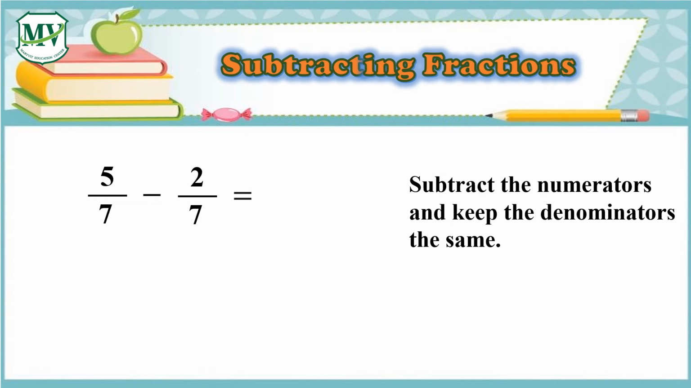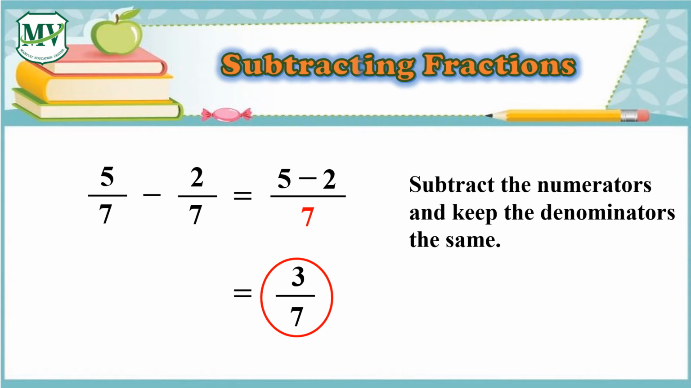In this example, our denominator is equal to 7. For our numerator, we have 5 minus 2. What do you think is the answer? Perfect! We have 3 over 7. Can we still simplify this answer? That's right! 3 over 7 cannot be simplified any further. Therefore, 3 over 7 is our final answer. Let's learn another one.